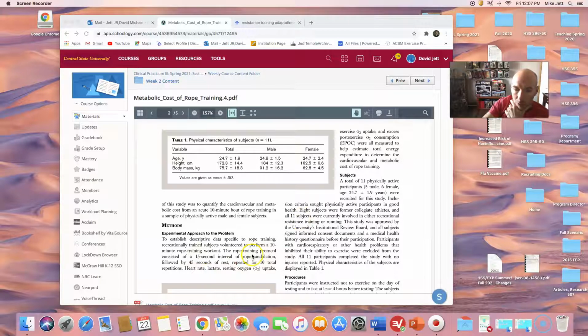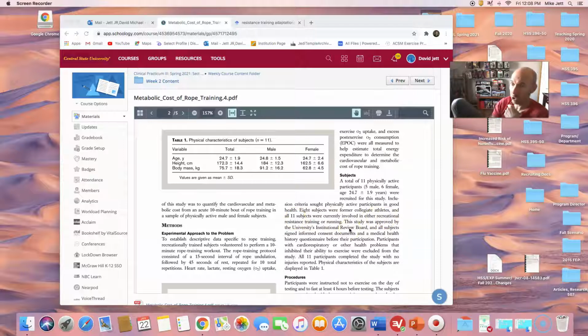Okay, so we know what the protocol looks like, generally. Then here they go into more detail about the subjects. They mention, again, the ages, heights, and weights. They do say that 8 of them were former college athletes. All 11 were physically active individuals, okay?